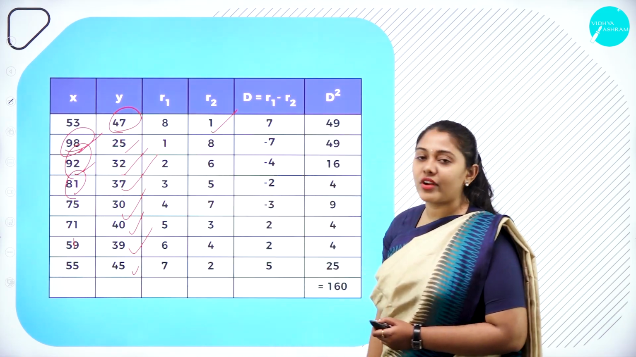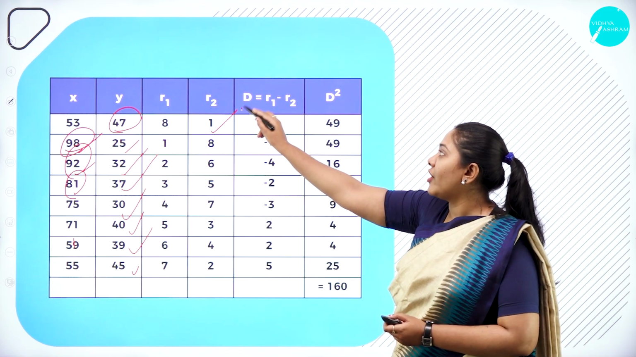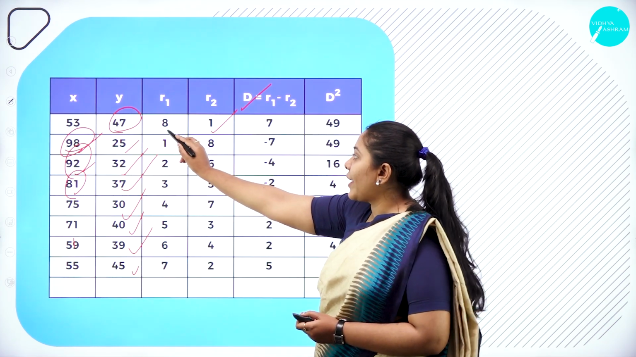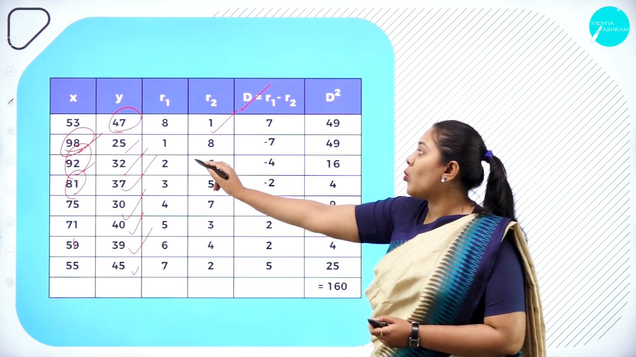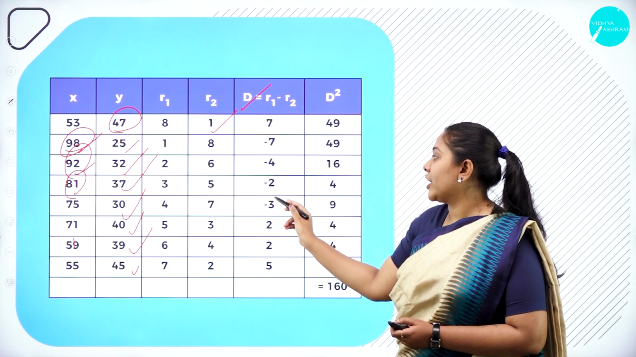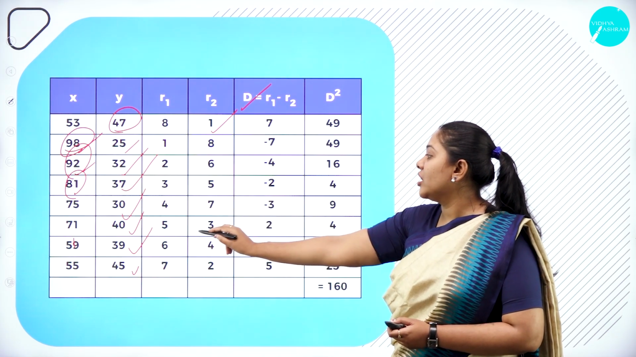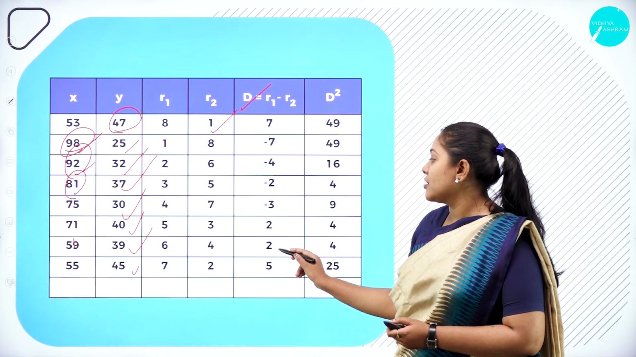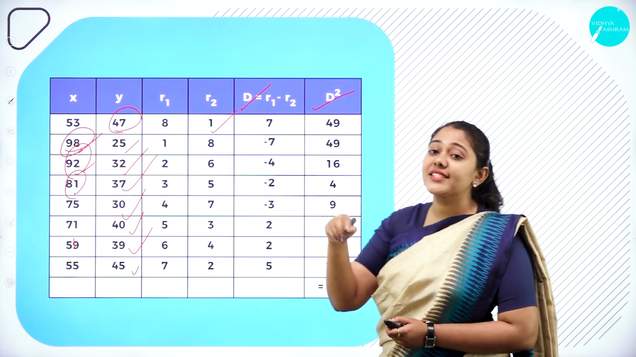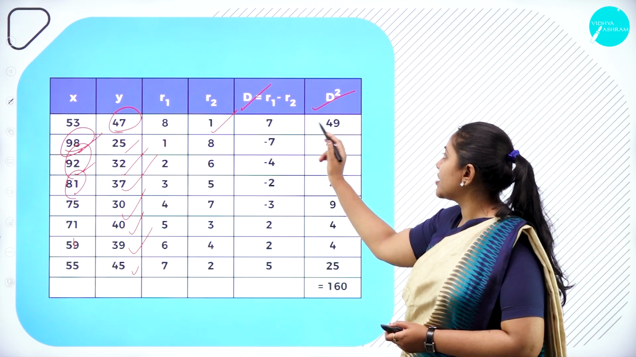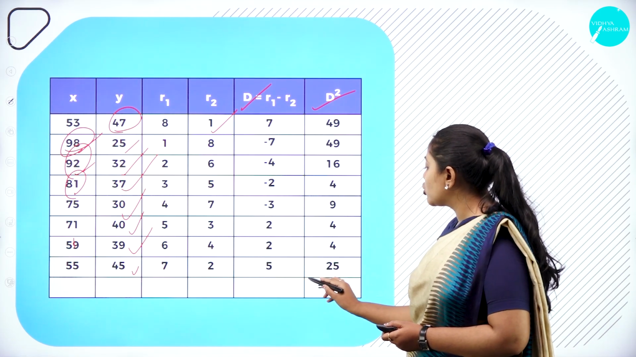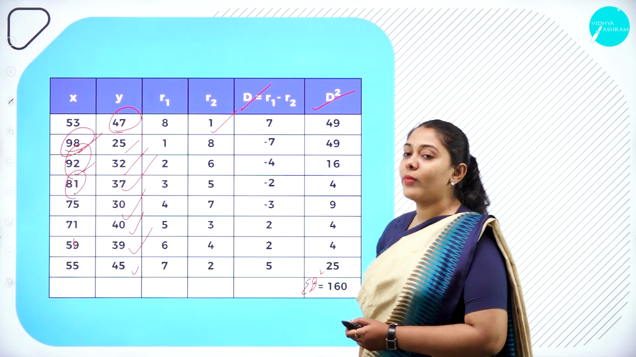After assigning rank 1 and rank 2, you have to find D. How to find D? R1 minus R2. If you subtract: 8 minus 1 is 7, 1 minus 8 is minus 7, 2 minus 6 is minus 4, 3 minus 5 is minus 2, 4 minus 7 is minus 3, 5 minus 3 is 2, 6 minus 4 is 2, 7 minus 2 is 5. If you square these numbers, 7 sevens are 49, minus 7 squared is plus 49. The summation of D square will be how much? 160.